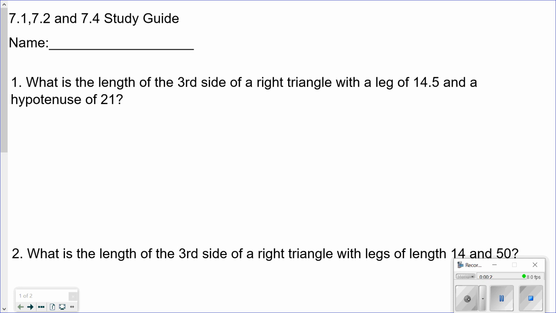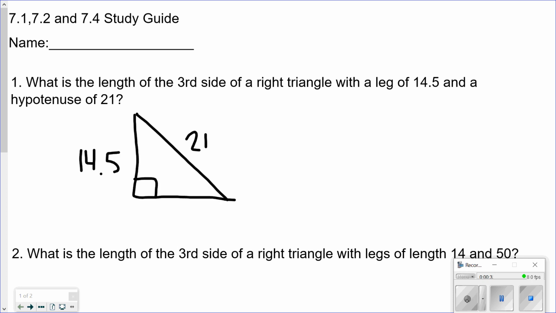All right, so number 1, what is the length of the third side of a right triangle with a leg of 14.5 and a hypotenuse of 21? My first step is I'm going to draw out this right triangle. So remember, our hypotenuse is always across from the 90-degree angle, which means 21 is going to go in this spot here. So I need to figure out what is my other leg.